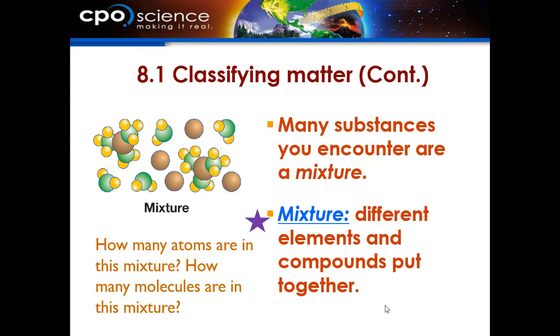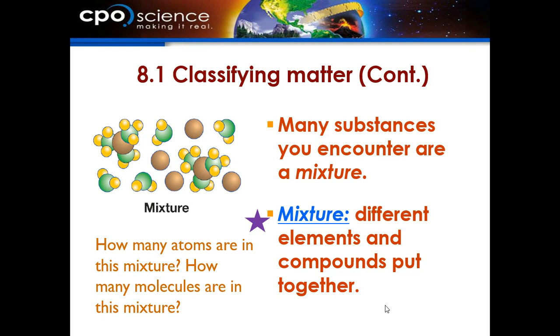Mixtures can be broken down or changed, separated physically. Think of Kool-Aid. I can boil off the water molecules and I can be left with sugar and some red stuff, right? So a mixture is something that can be separated physically. Many substances you encounter are mixtures, different elements and compounds put together.